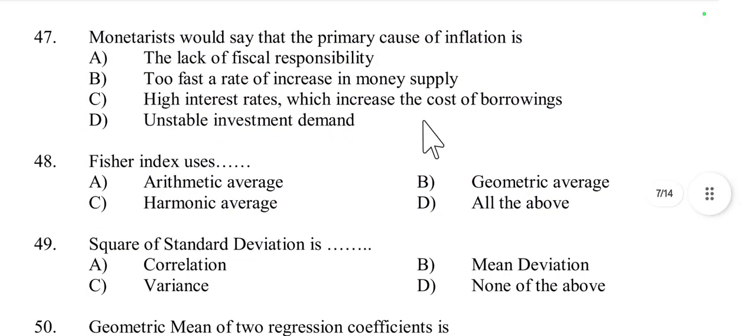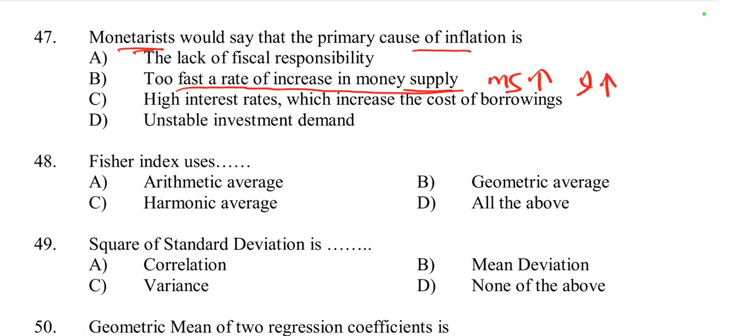Then question number 47. Monetarists would say that the primary cause of inflation is what? The lack of fiscal responsibility, too fast a rate of increase in money supply, high interest rates which increase the cost of borrowings, or unstable investment demand. According to monetarists, they mainly focus on the money supply. So according to monetarists, the primary cause of inflation is too fast a rate of increase in money supply. When money supply increases too fast, it creates inflation in the economy. Prices rise. So option B is right here.